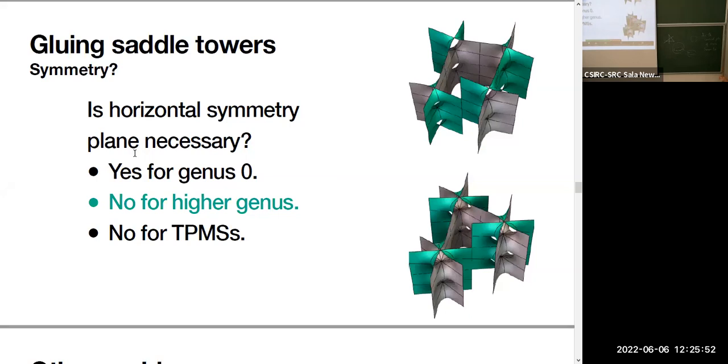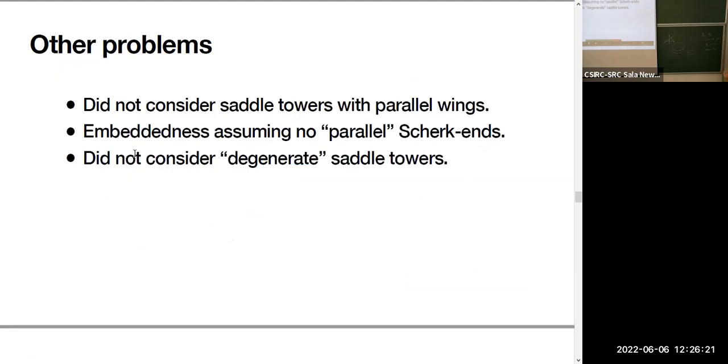And then for TPMSs, I said last time that I recently confirmed, because physics discovered it, that we have the deformation of the gyroid, and they have no horizontal symmetry plane. So no. Then I really want a construction of the gluing technique done correctly without the symmetry plane. So that's my biggest motivation. And there are other motivations. For example, I have given you some examples with parallel wings. They are glued together, yet this is not included in any previous construction.